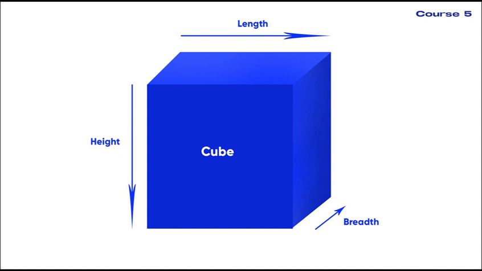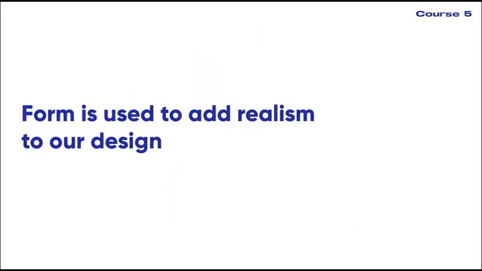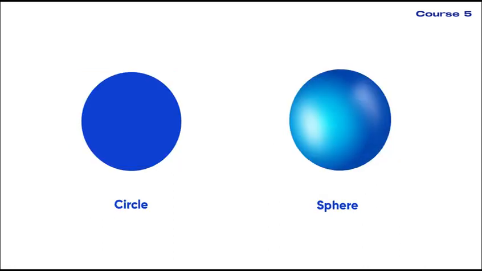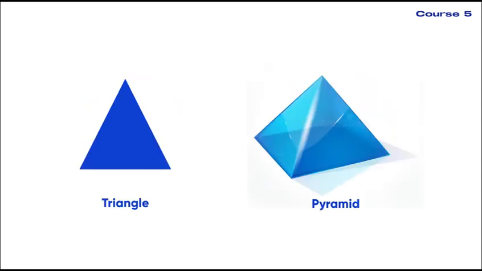So in our graphic design, we use forms to add realism to our designs. Applying form in our designs helps our design feel natural, because in reality elements appear in three dimensions. Elements appear in 3D, right? So the shape square, when converted to a form, becomes a cube. The shape circle becomes a sphere. The shape triangle becomes a pyramid.